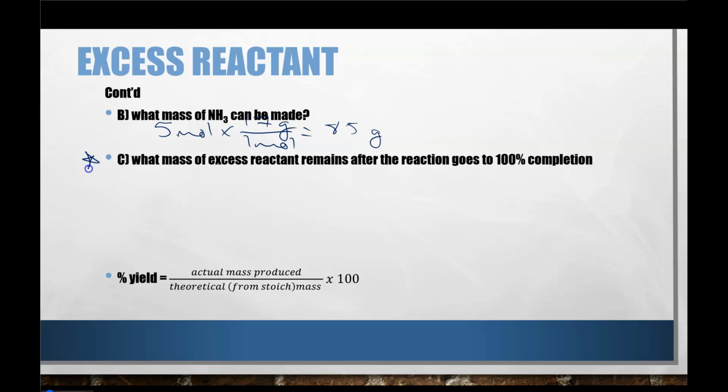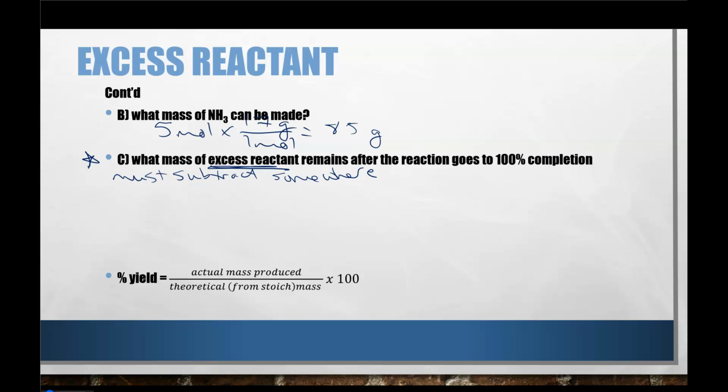Now, here's the question that makes it tough. What mass of excess reactant remains behind? Anytime you're trying to find the excess reactant, there's a lot of different ways of solving this, but you must subtract somewhere, because some of your reactant gets used and some of it doesn't. That requires some kind of a subtraction.